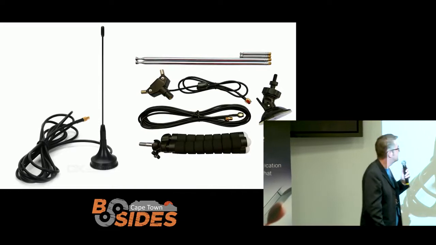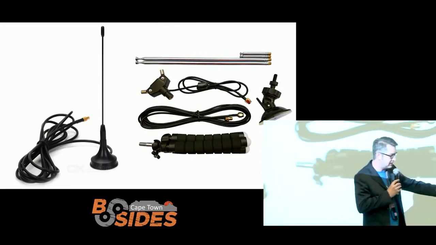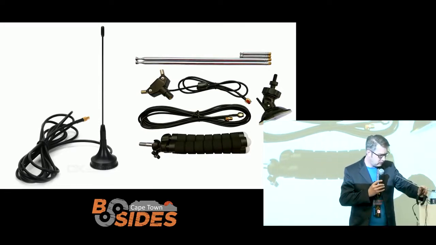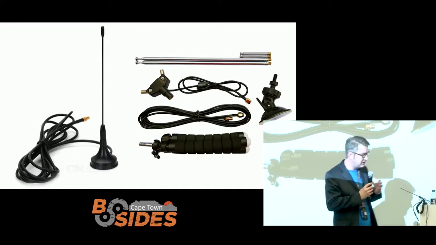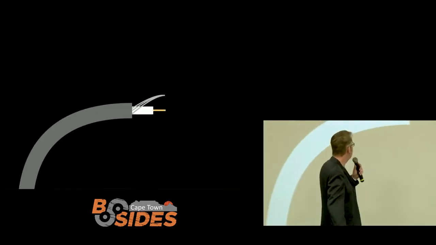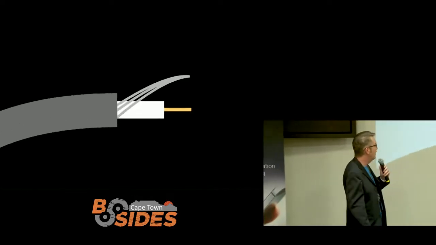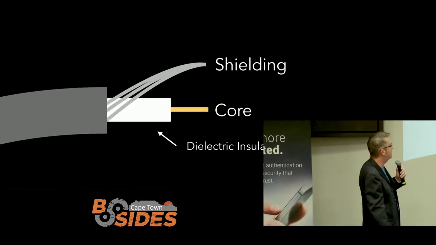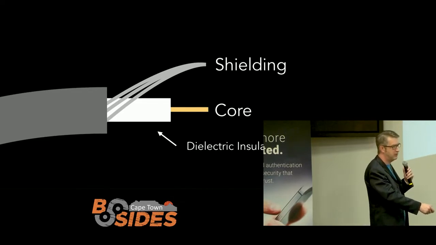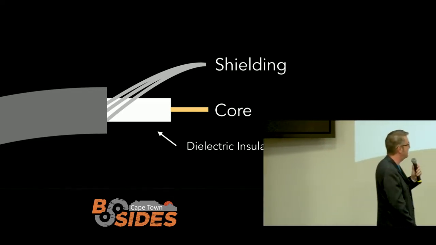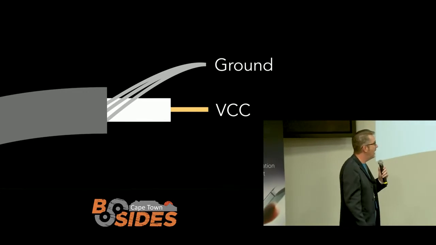Let's chat about antennas. When you buy these dongles, you'll get one of these things, which is one of the simplest antenna types you can get, called a dipole. You can make this yourself with a coat hanger if you like. This is just a piece of coax, and when you open that up, it's got shielding, a core, and I love saying dielectric insulator for some reason. It makes me sound very intelligent, but it's just plastic.